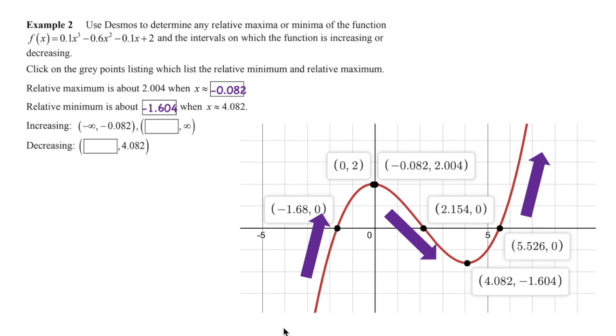So our equation is increasing from -infinity all the way to -0.082. And then it's also increasing again at about 4.082 through infinity. And then our graph is decreasing, starting at about -0.082, and it decreases until we hit the point 4.082.